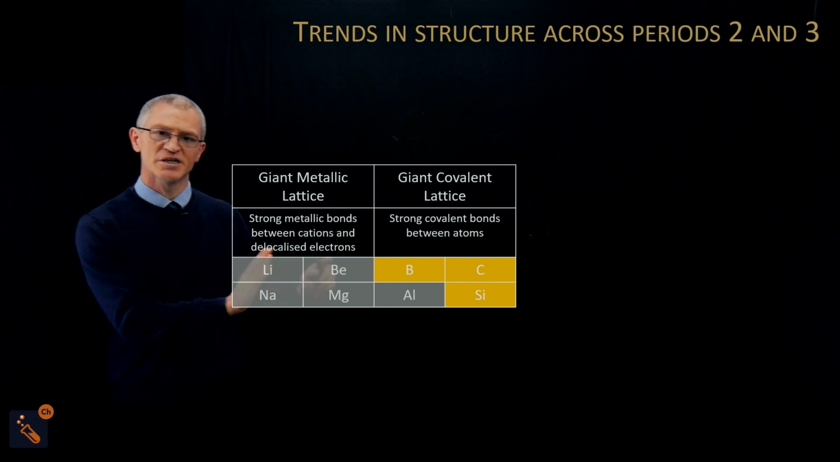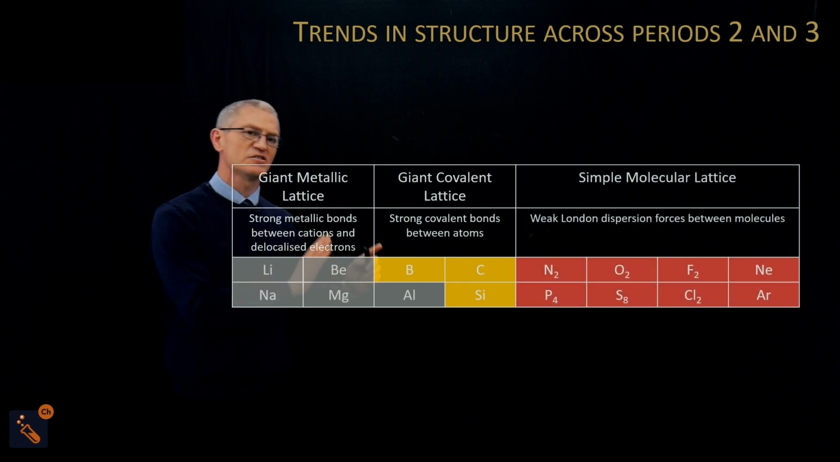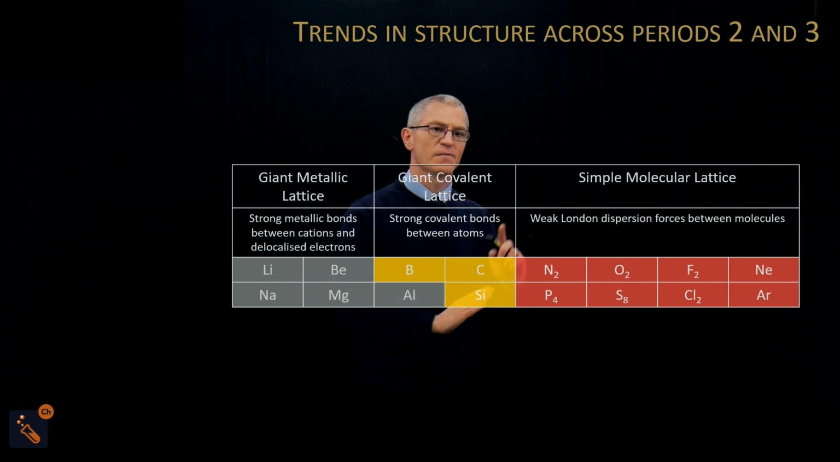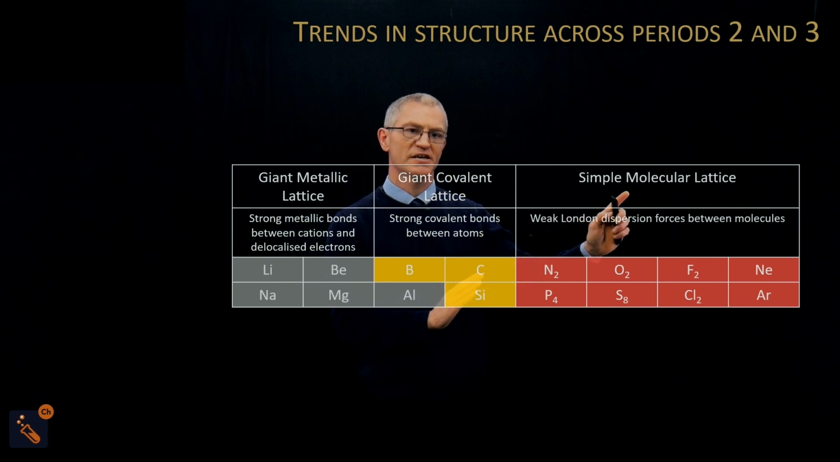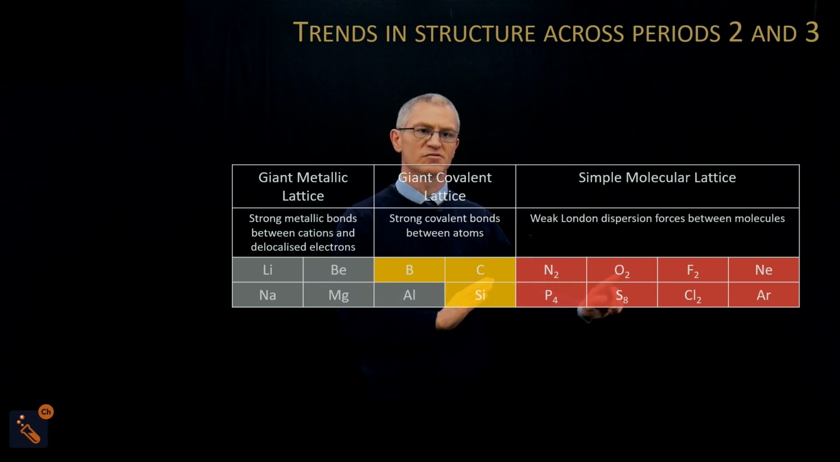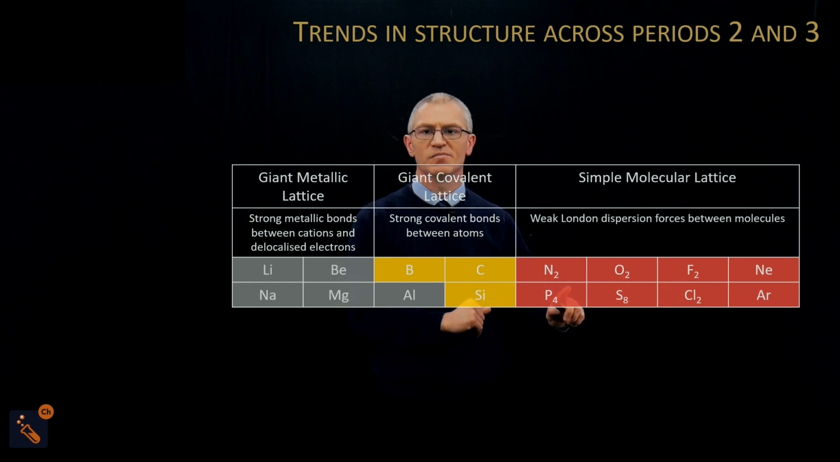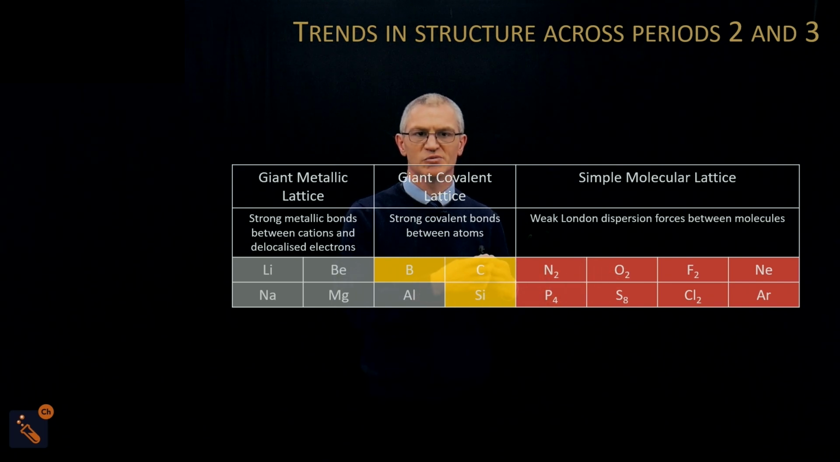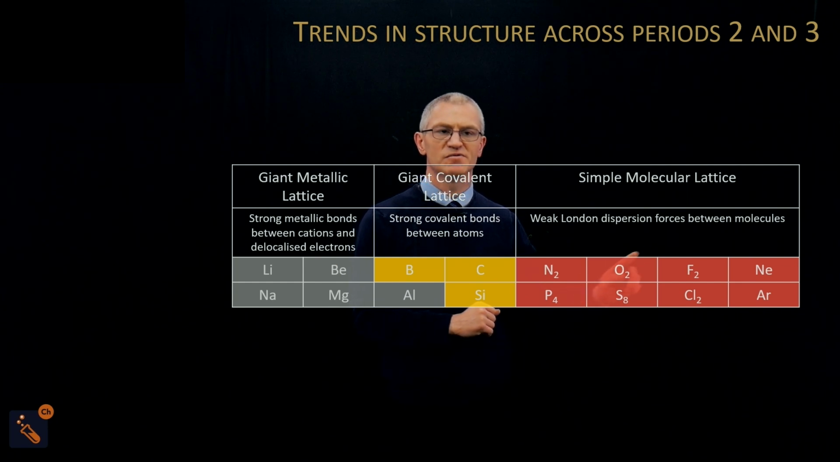As we go across the period now, we're going to go to simple molecular lattices. This word molecular: all of these are molecules, N2, O2, F2, P4, S8, Cl2. They're all molecules because they're covalently bonded to each other. N is bonded to N, P is bonded to P, and so on. And they have weak London dispersion forces between those molecules.